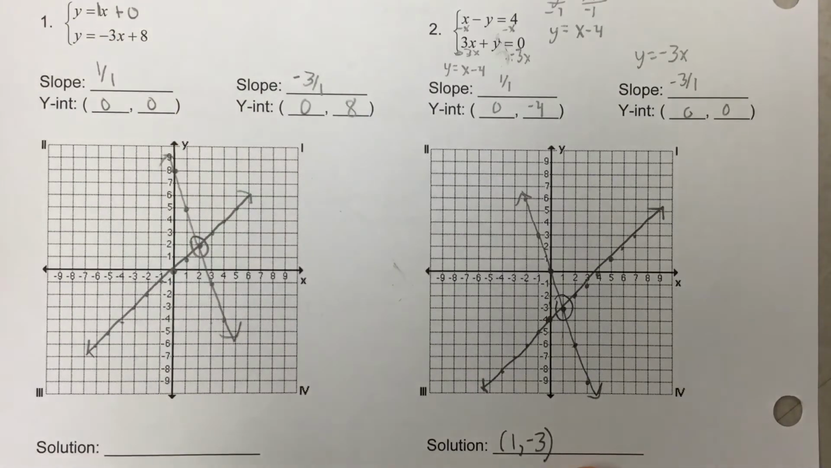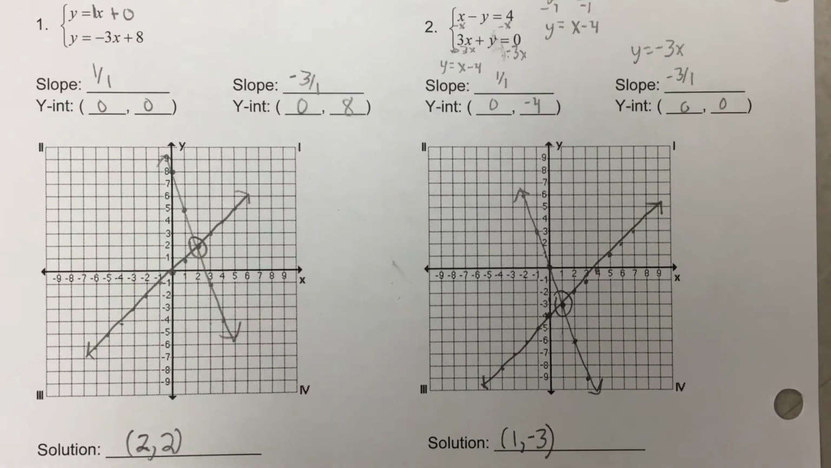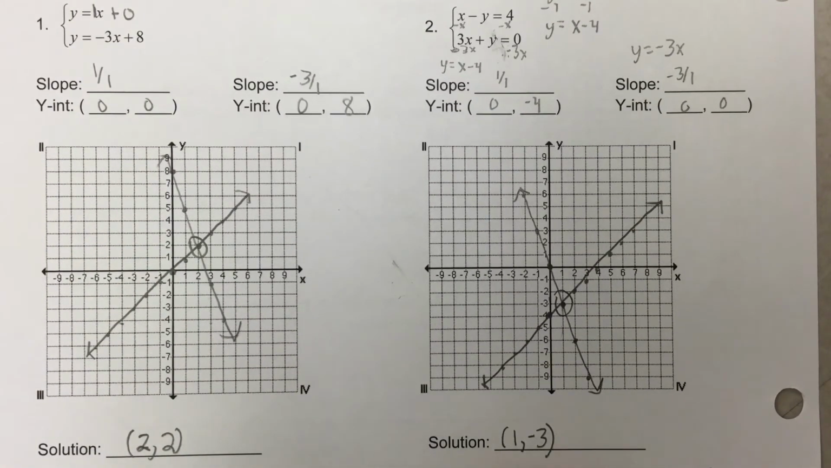And again, that would be our solution where they intersect, and that is the point (2, 2). So bottom line, to solve graphically, we are going to graph and find where they intersect.